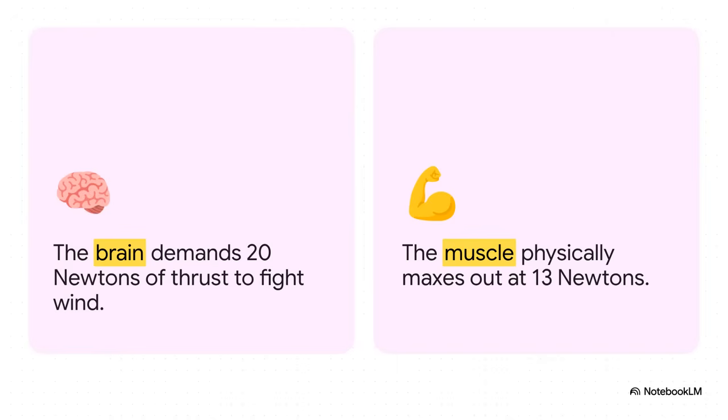So our drone has this perfectly tuned mathematical brain, but now we have to face the harsh truths of physical hardware. Think of it as a battle between the brain and the muscle. The math, the brain, might demand, say, 20 newtons of thrust to fight off a sudden gust of wind, but the real-world motors on our little drone physically max out at 13 newtons. That bottleneck is what we call actuator saturation.